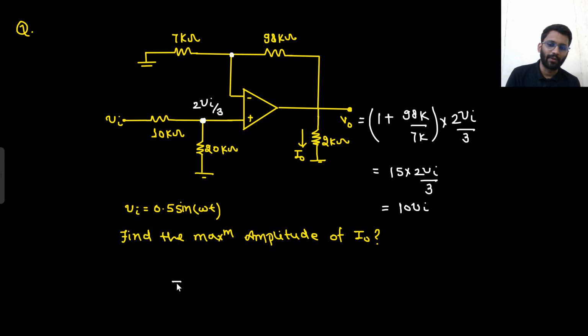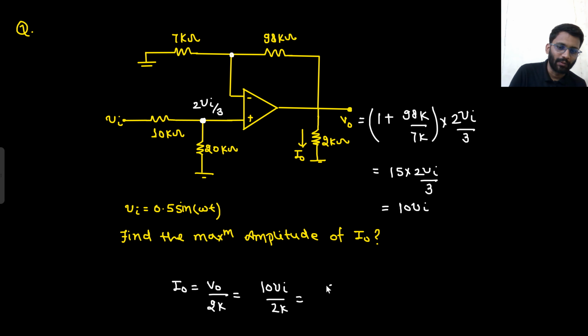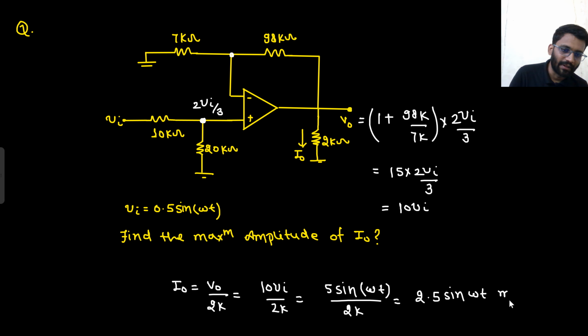So what will be your I naught? I naught is simply V naught by 2k, right? So 10 V in by 2k. What is V in? V in is 0.5 sin omega t. So it would be 5 sin omega t divided by 2k. So your I out would be 2.5 sin omega t milliampere. This is your I naught.